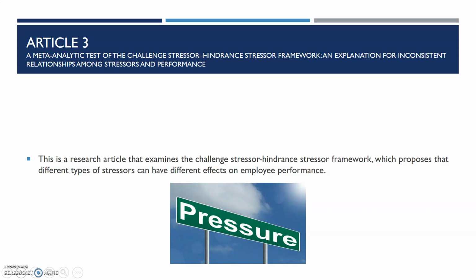Article 3, a meta-analytic test of the challenge stressor hindrance stressor framework and an explanation for inconsistent relationships among stressors and performance. This is a research article that examines the challenge stressor hindrance stressor framework, and it proposes that different types of stressors can have different effects on employees.